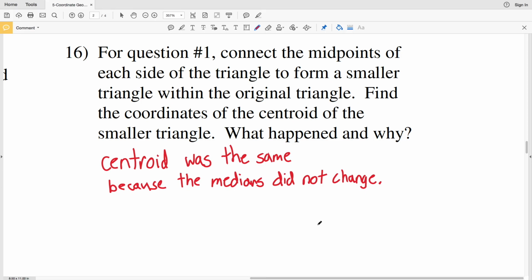And with that, we'll wrap up this video. Join me in the next video where I'll go over problems 5 through 8, showing you 2 new methods to find the centroid.